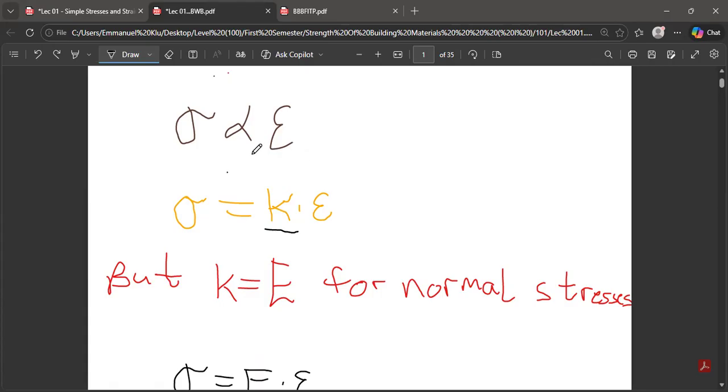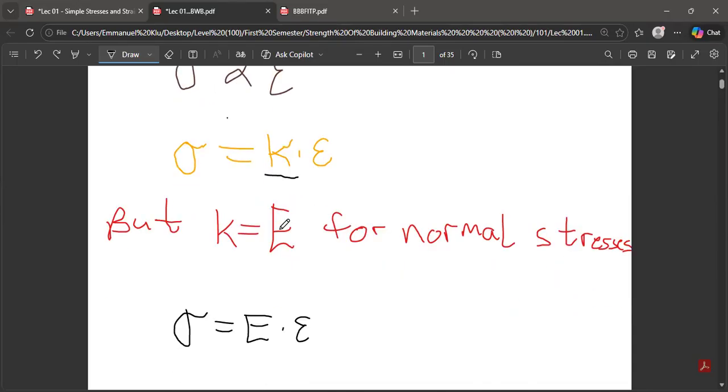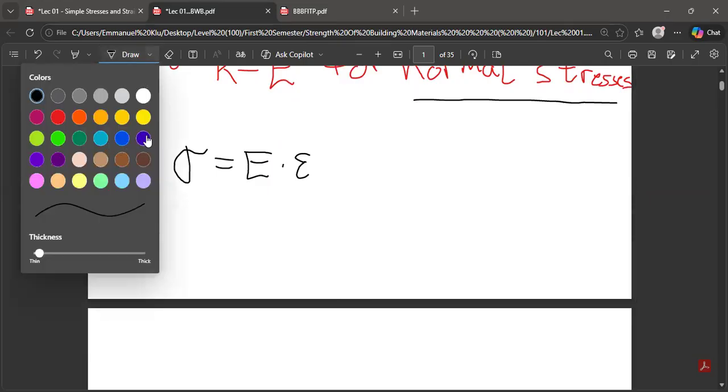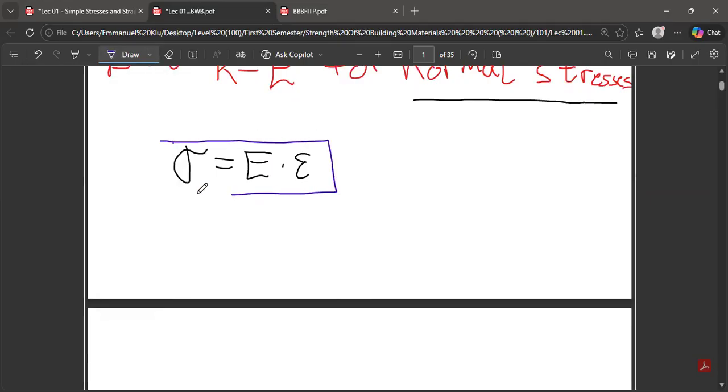To get rid of the directly proportional sign, we introduce an equal to sign. Anytime you introduce an equal to sign, it comes with a K. But for our normal stresses, K is equal to E. In that case, this is the formula that we came about with. So now if we want to find E, E is our elasticity, we can say that E is going to be equal to stress divided by strain.